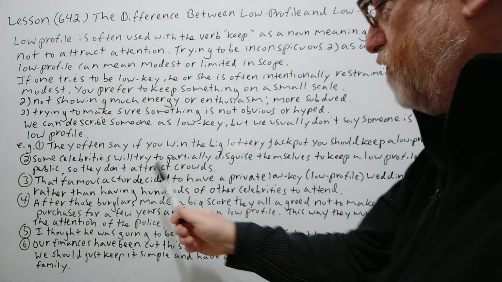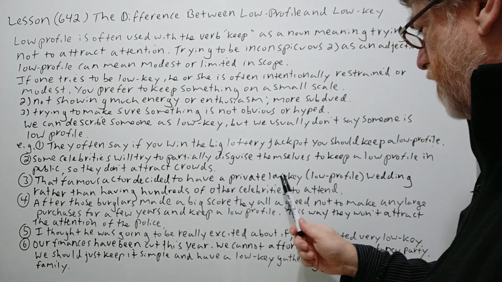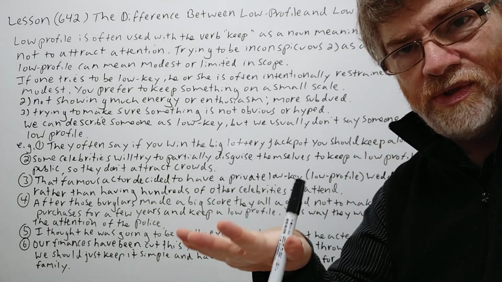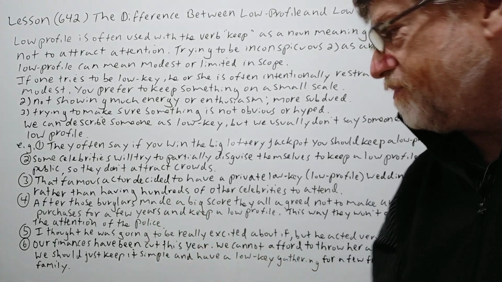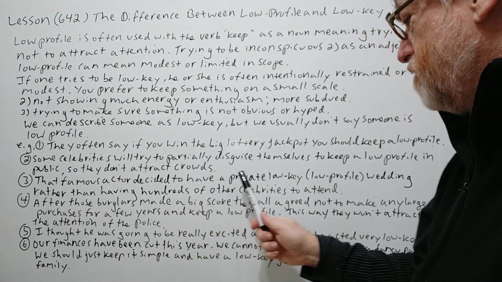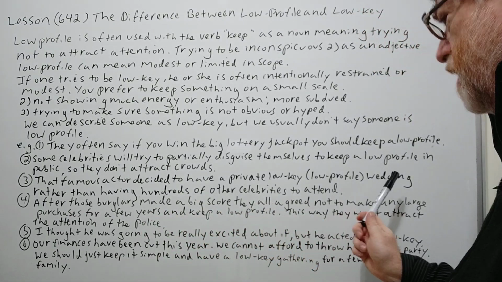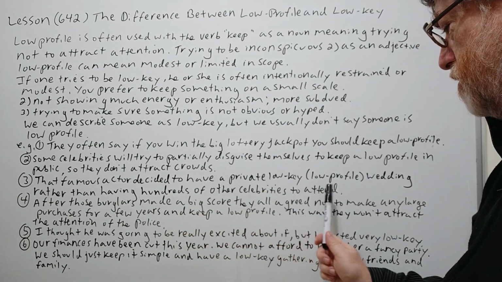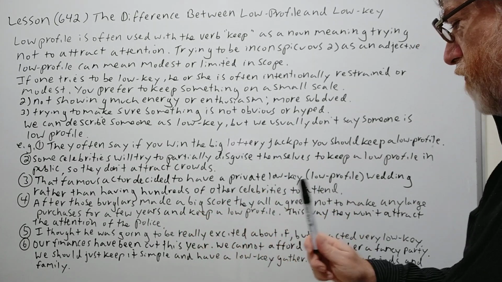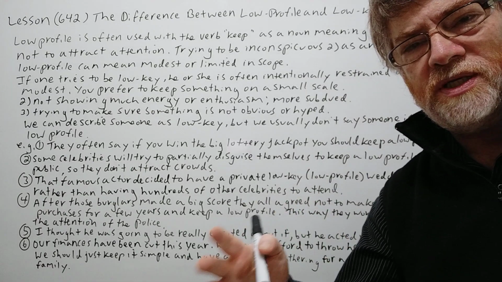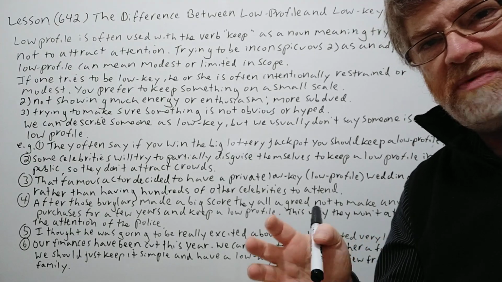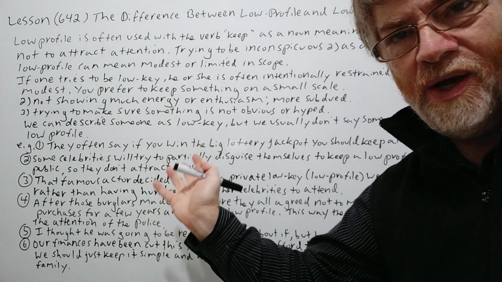All right, number 3, that famous actor decided to have a private, low-key wedding rather than having hundreds of other celebrities attend, or low profile. Now, in this case, both could be used. The feel to them is slightly different. If you say low-key, the focus is probably on a smaller scale. Maybe he just doesn't want a really big, wild wedding.